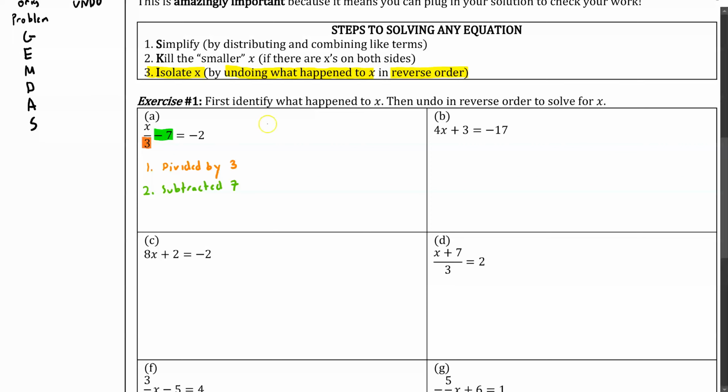So what this means is we need to undo in reverse order. So pay attention to the color coding. We need to undo the subtraction by 7 first, because we're going in the opposite order. Then, after we undo the subtraction by 7, we undo the division.